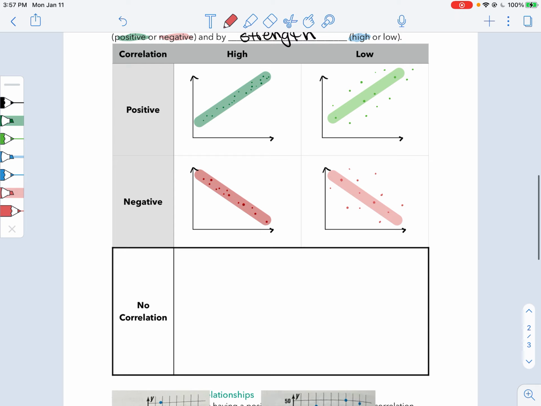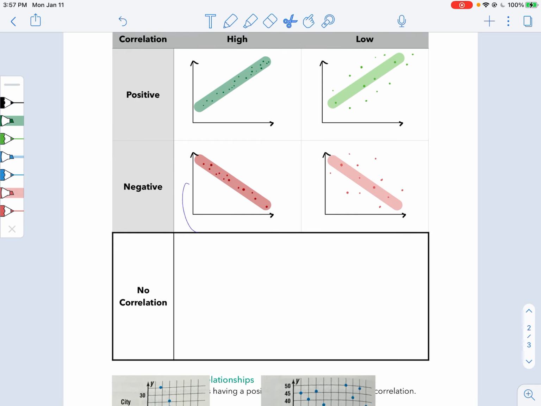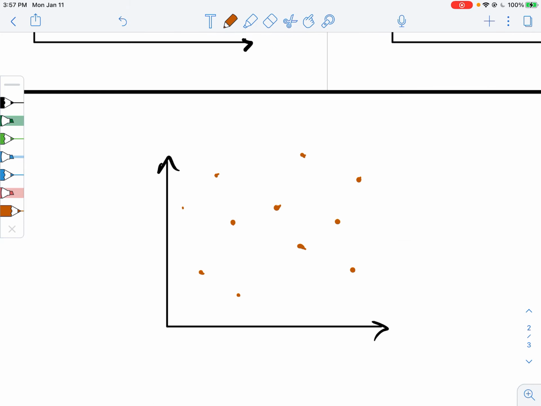Sometimes there might be no correlation at all. And when you have no correlation, that's what happens when the dots are just kind of every which way. They're just going wherever. There's no relationship. There's no pattern. You just kind of have dots. You just have data. Okay.